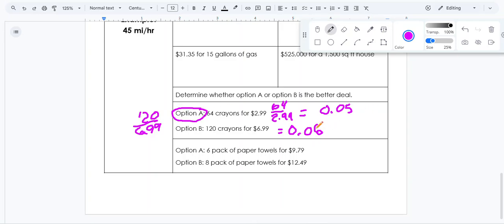Okay? Go ahead, pause the video, try this one down here about paper towels. You've got a 6-pack of paper towels for $9.79 and an 8-pack of paper towels for $12.49. Which one's the better deal? Which one are you getting the paper towels at cheaper? All right, go ahead, try that on your own. Pause the video. It'll be in Formative too. Put your answer on there and it'll tell you if you're right.